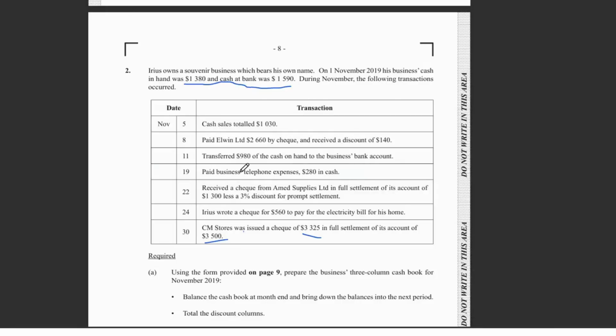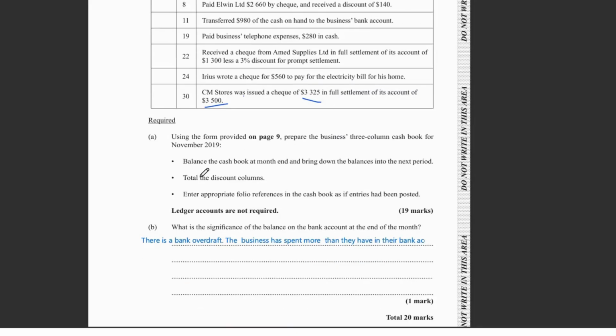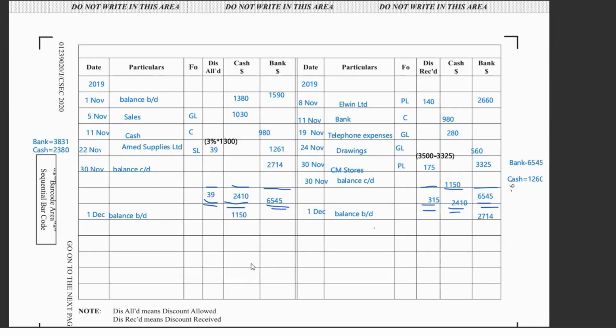Now, please notice that we're finished with our transactions. Based on the instructions that were given, we should balance the cash book at month end and bring down the balances into the next period, total the discount columns, and enter appropriate folio references, right? We have done our folio references. So now we're going to go ahead and total both sides and do our balancing off.